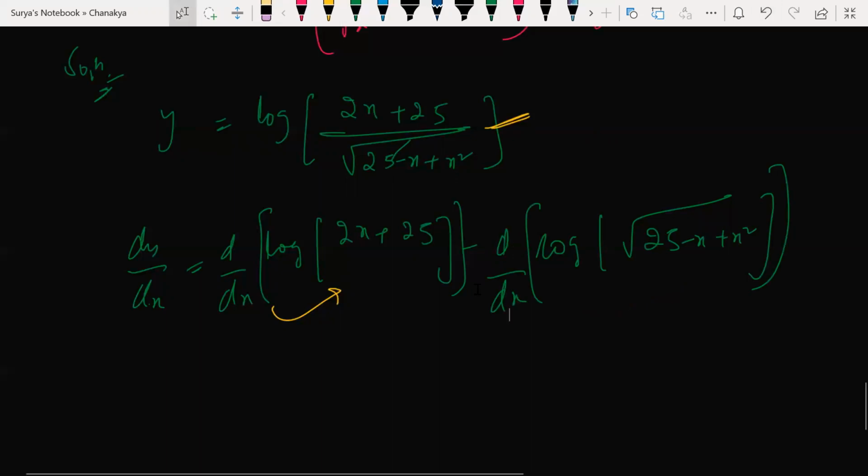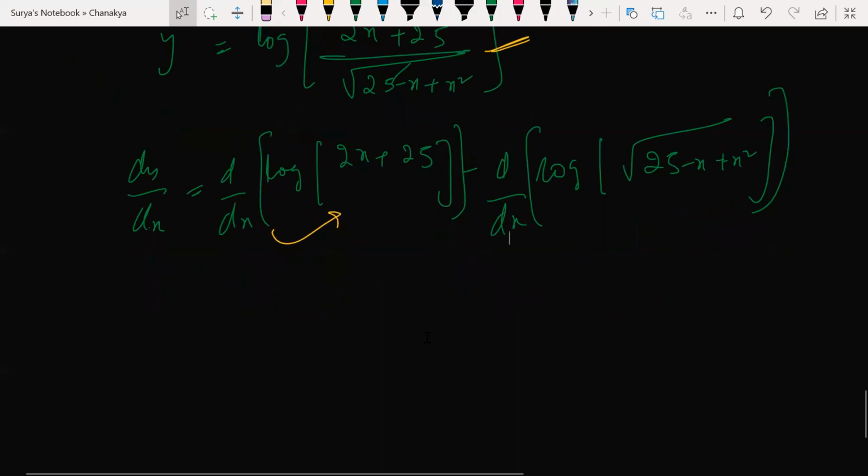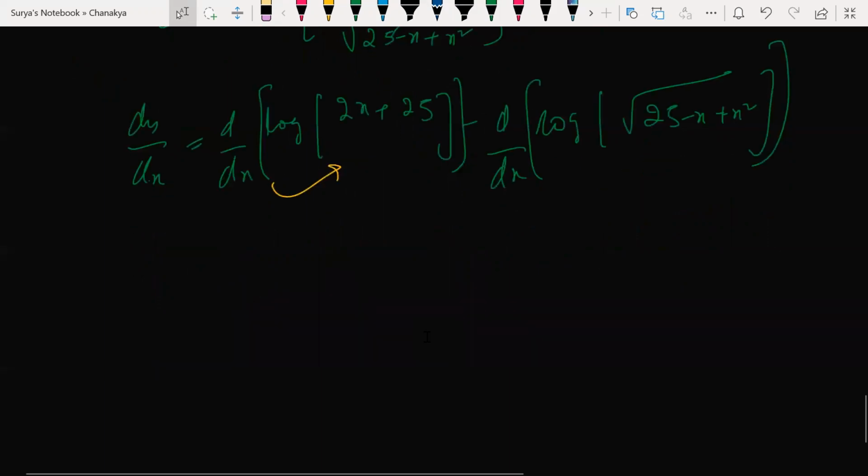Clear? So d by dx of this, then minus d by dx of this. Will you be able to solve the simple one only? d by dx of log x is 1 by x. And if you have an inner function, make sure that you are differentiating the inner function as well. You have to use the chain rule.